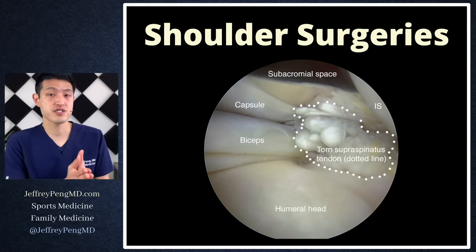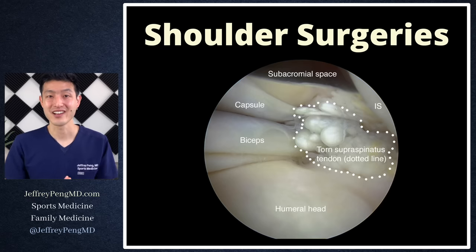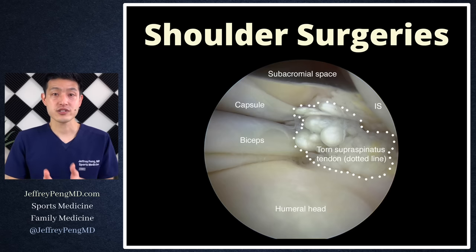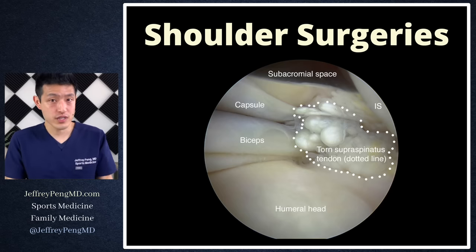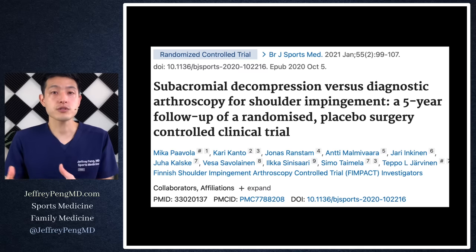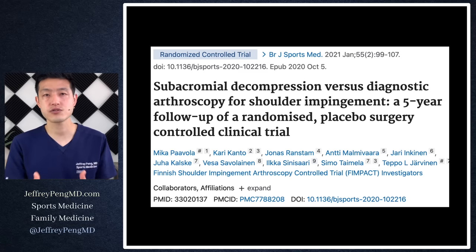Now, a quick note on surgery. Why not just jump straight to surgery if you have a rotator cuff tear? Well, that's a great question and one that many patients actually ask about. Arthroscopic surgery to repair torn rotator cuff tendons, especially the full thickness or the massive rotator cuff tears, have been shown to be beneficial.